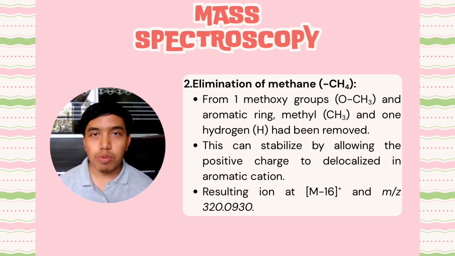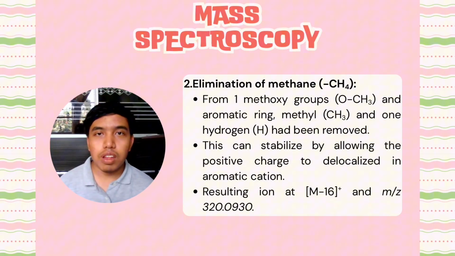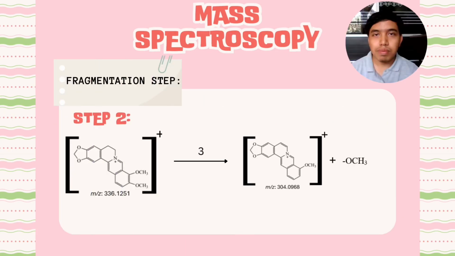Next, we move to the second fragmentation pathway of berberine, which is the elimination of methane. By removing a methyl group and an adjacent hydrogen, the resulting positive charge can be delocalized throughout the aromatic system. This high degree of stability is why the ion at a mass to charge ratio of 320.0930 forms the berberine base peak.